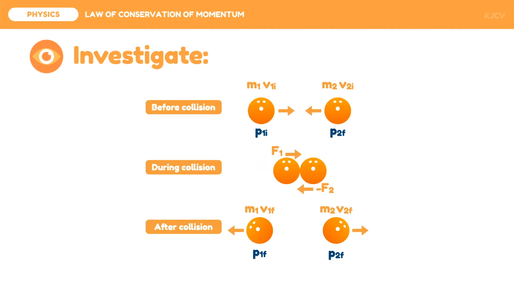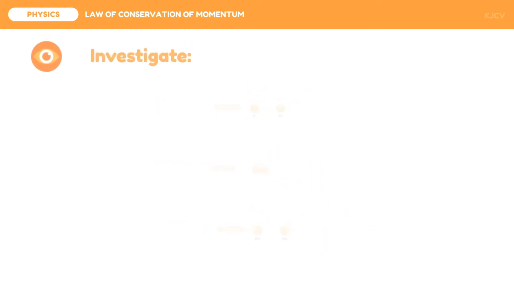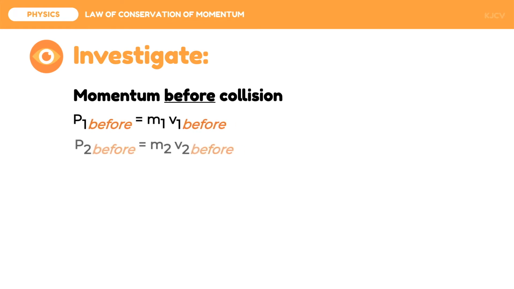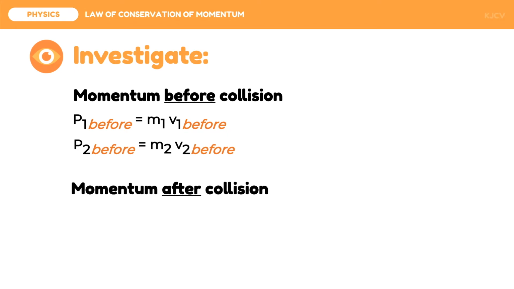To investigate the three events of the collision, we have these figures. Before collision, the balls approach each other. During collision, the balls exert force onto each other. And after collision, the two balls move away from each other. The momentum of the two balls before collision describes their motion as they approach each other. We denote the momentum and velocity as before collision. On the other hand, the momentum of the two balls after collision describes their motion as they separate from each other. We denote the momentum and velocity as after collision.